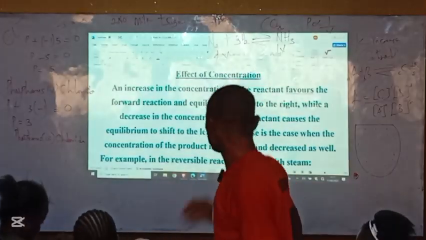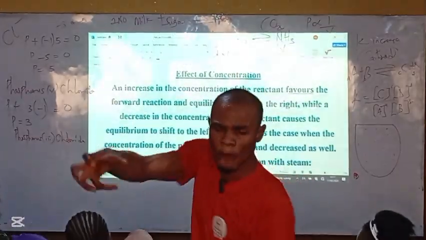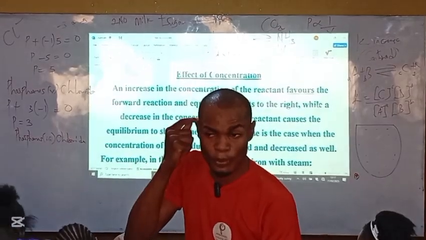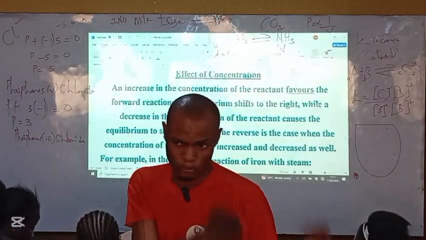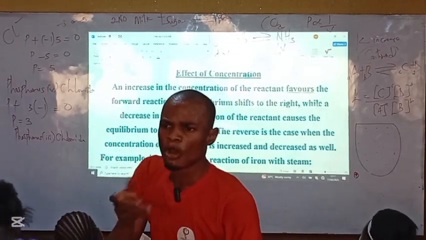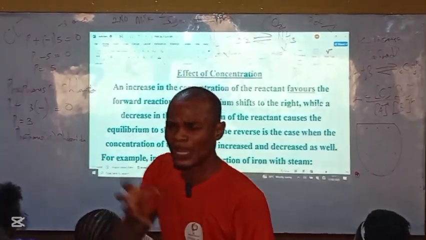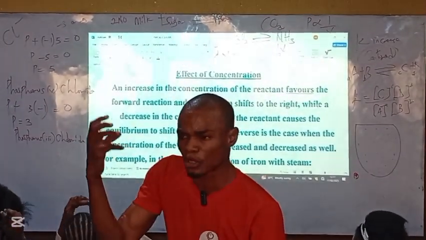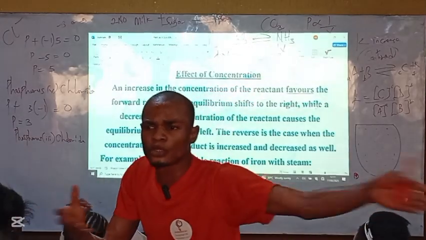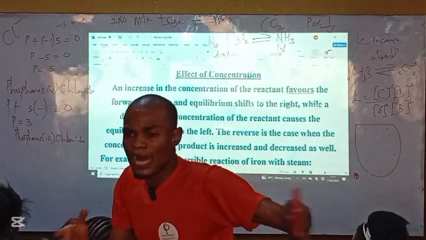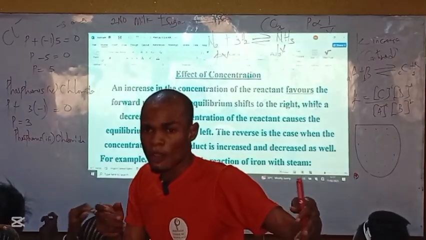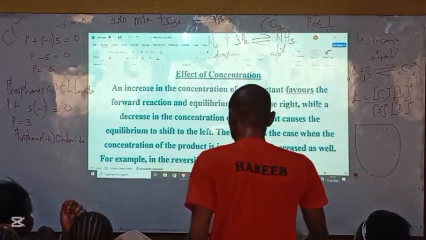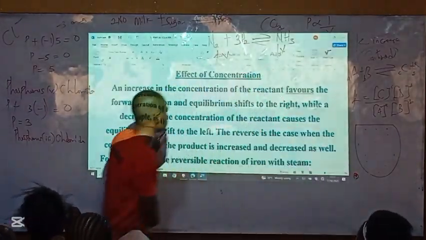Okay, look up now. When you remove some products from a system that is in equilibrium, what's going to happen to the reaction? When you decrease the concentration of the product, more reactant will be converting to product. Now, when you decrease product, what's going to happen? Decrease the what?